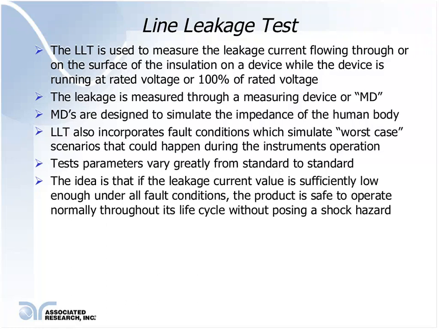Anyways, the other major difference is how the leakage current is measured. Remember, for a Hipot test, the leakage current is measured using a current sensing resistor on the return side of the circuit. Here, during a line leakage test, the current is measured through what is known as a measuring device, or MD for short. What an MD is, basically, MDs are designed to simulate the impedance of the human body.